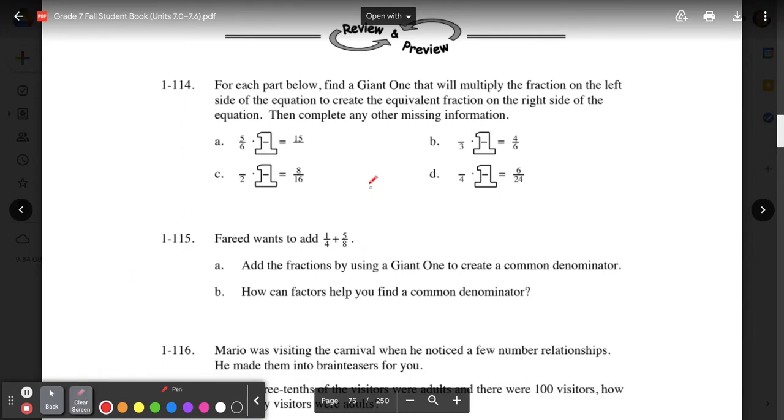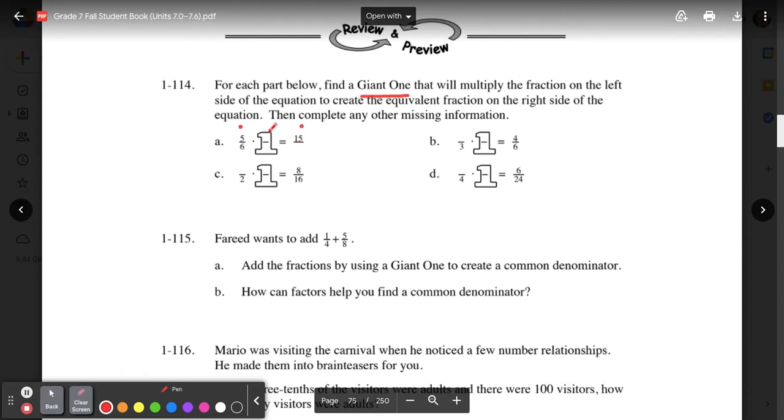So this question says that we want to find the giant one that will multiply the fraction on the left side of the equation to create the equivalent fraction on the right side of the equation. And we're going to fill in the other missing information. So what that means is that we want this fraction, in the case of A, 5/6, to equal the fraction on the right side of the equal sign, 15 somethings.